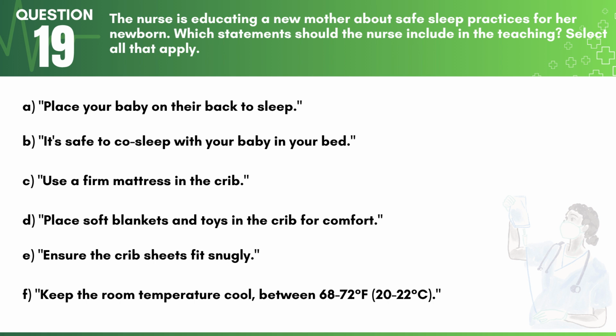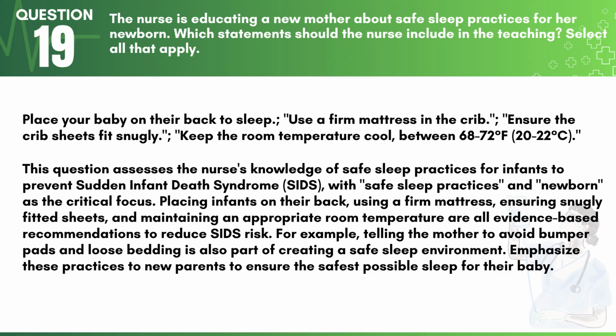D. Place soft blankets and toys in the crib for comfort. E. Ensure the crib sheets fit snugly. F. Keep the room temperature cool, between 68 to 72 degrees Fahrenheit, 20-22 degrees C. Answer. Place your baby on their back to sleep. Use a firm mattress in the crib. Ensure the crib sheets fit snugly. Keep the room temperature cool, between 68 to 72 degrees Fahrenheit, 20-22 degrees C.